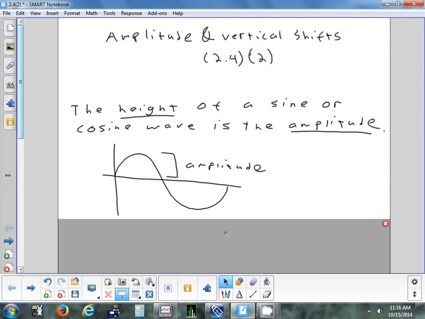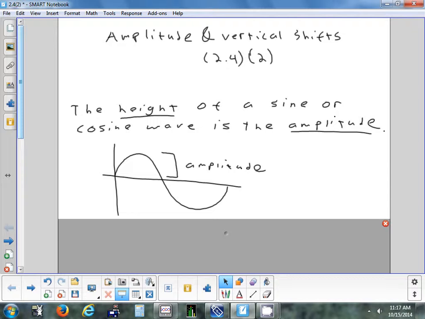And the way you measure the amplitude is from what we call the center line to the highest point. That's the amplitude. It should also be symmetrical from the center line to the lowest point. And the amplitude is strictly that height off that center line.